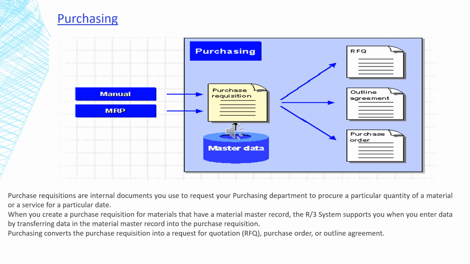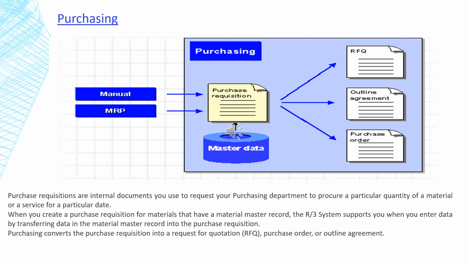Purchase requisitions are internal documents used to request the purchasing department to procure a particular quantity of material or a service from a particular date. When you create a purchase requisition for a material that has a material master record in the R3 system, the system supports you by transferring the data in the material master record into the purchase requisition.